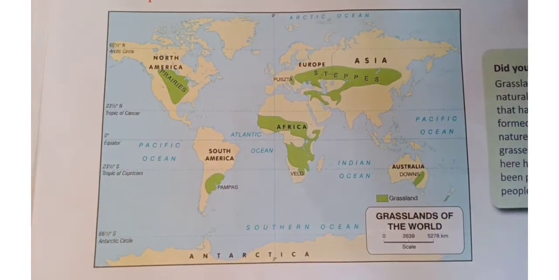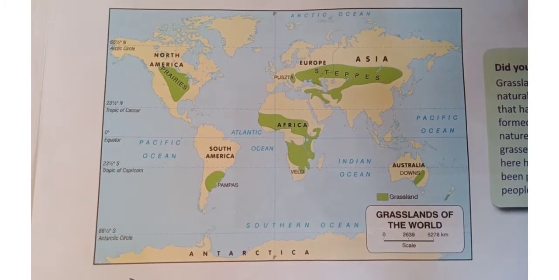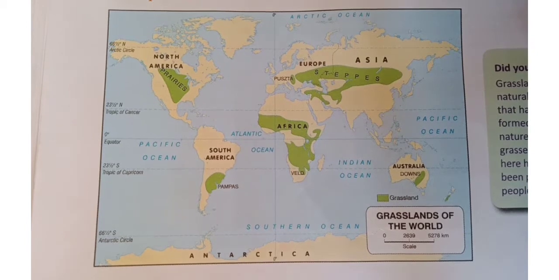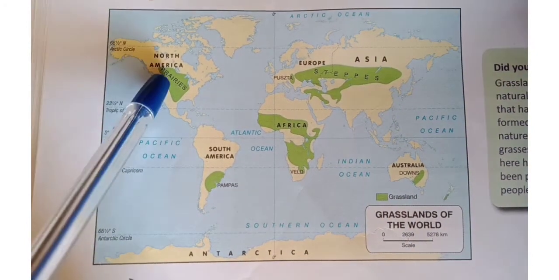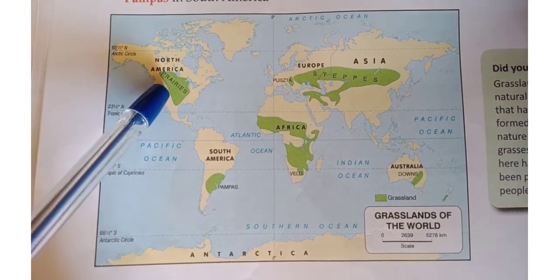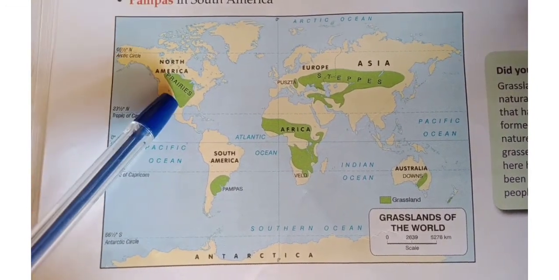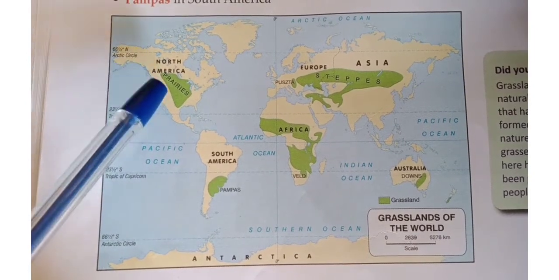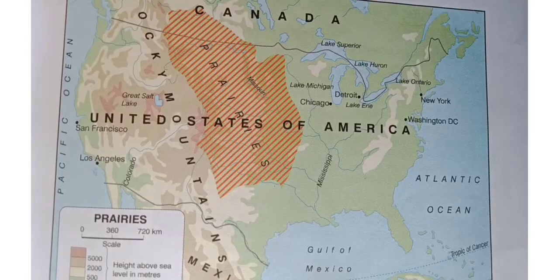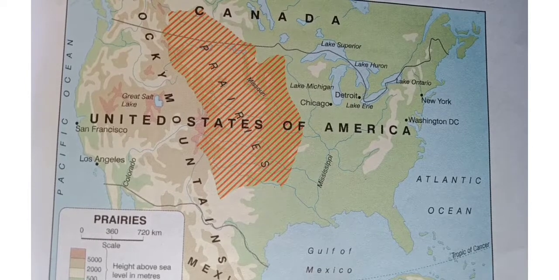In this chapter, we will study the prairies. They are located in the center of North America. So we are going to learn about the prairies of the center of North America. Let's see the vegetation and climate of the prairies grassland.